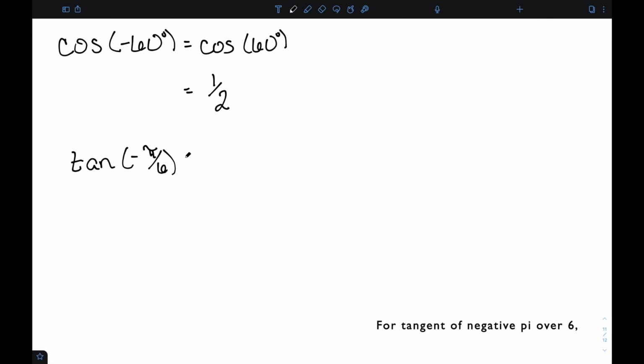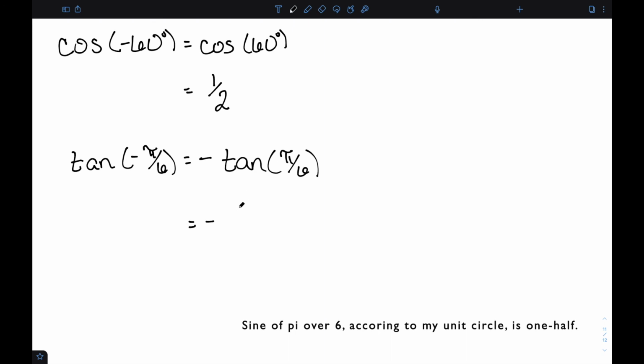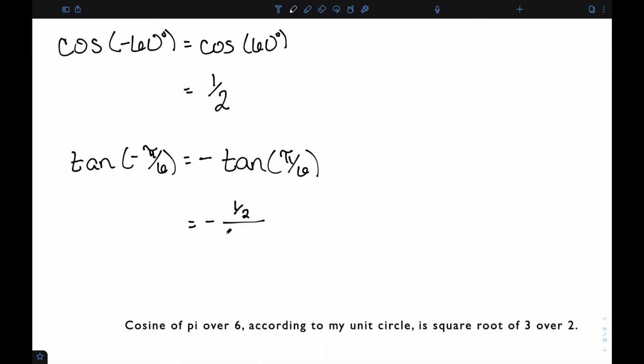For tangent of negative pi over 6, we know that tangent is odd, so this is negative tangent of pi over 6. Tangent is sine over cosine. Sine of pi over 6, according to my unit circle, is 1/2. Cosine of pi over 6, according to my unit circle, is square root of 3 over 2.